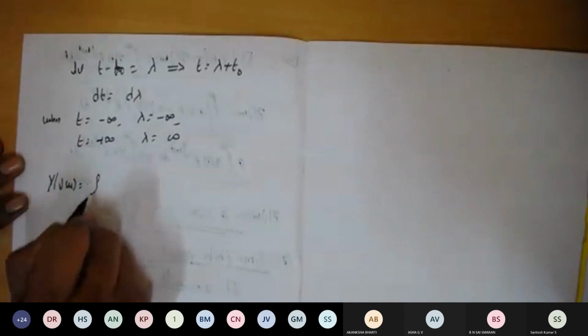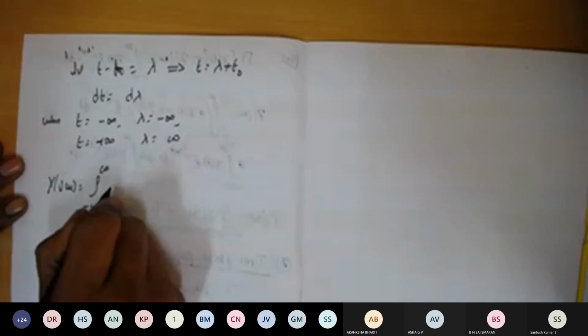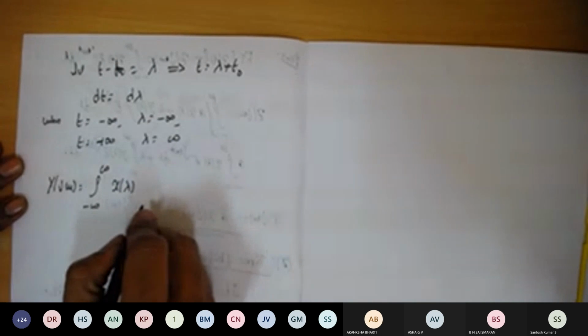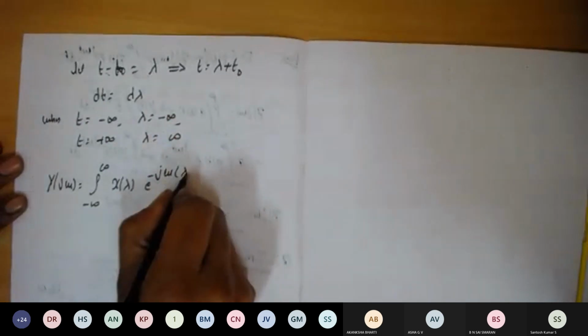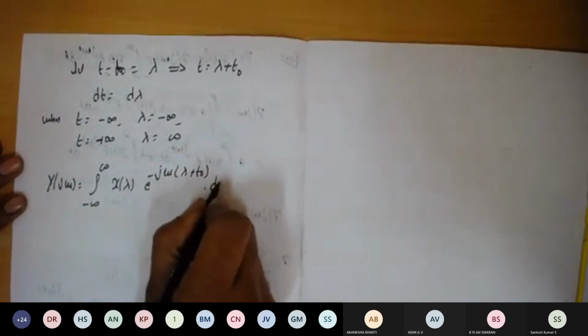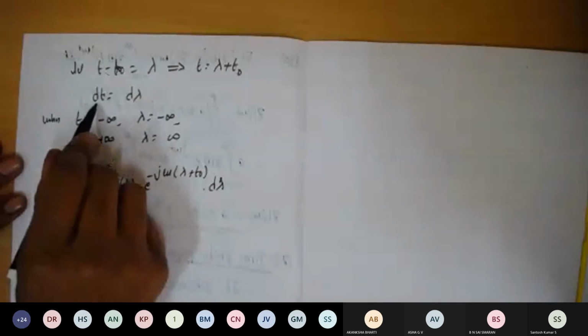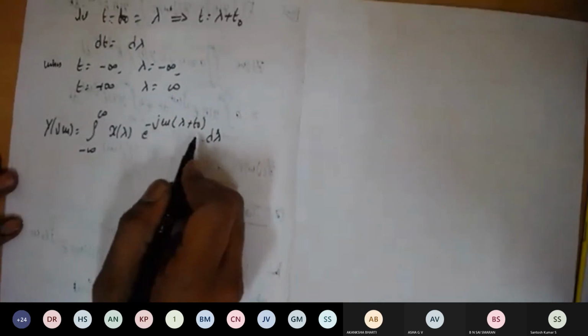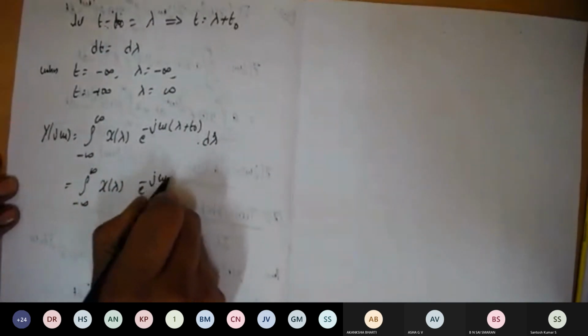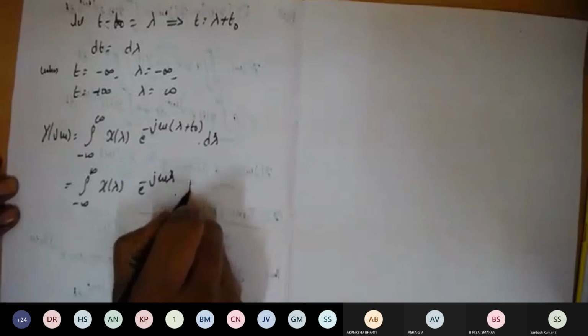Now let us find the expression. So y of j omega is equal to, substituting back with the limits remaining the same, x of lambda into e to the power of minus j omega, and in place of t, I replace lambda plus t naught, into d lambda. Because we can replace dt with d lambda, we can do that here. Now let us split the exponentials by applying the law of indices: the integral from minus infinity to plus infinity of x of lambda into e to the power of minus j omega lambda into d lambda.